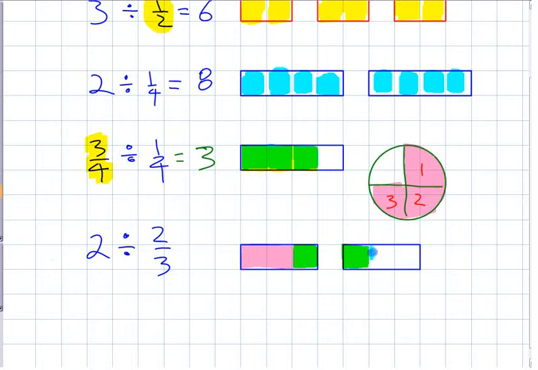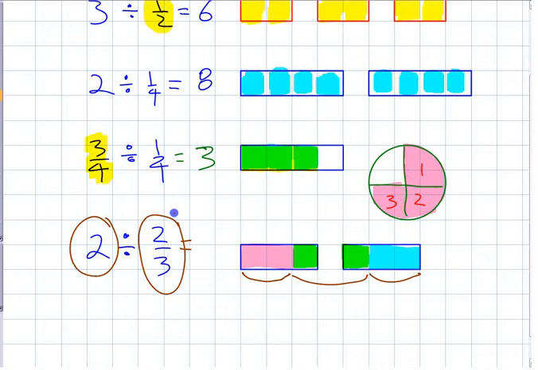And then what's the last one here? How many 2/3 fit into 2? From that shaded picture there, here's 1, here's 2, and then the other one is across there, right? What's the answer? In other words, if you have 2 of something and you want to give 2/3 to each person, how many people can you give it to? If you have 2 pizzas and each person's going to get 2/3 of a pizza, how many people does it feed? 3 people, right?